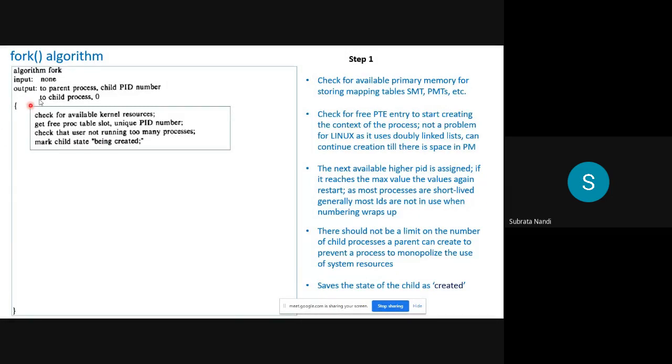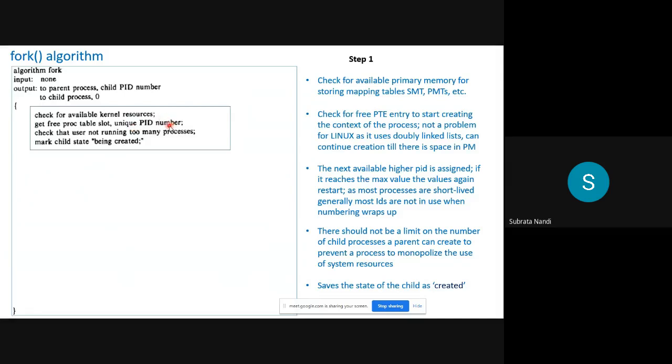Okay, so the output to the parent process is the child PID, since the new child got created, and in the case of the child process, it will be 0. So this is the input and output. Now let's see how it is exactly creating the child. So this is a check for available kernel resources.